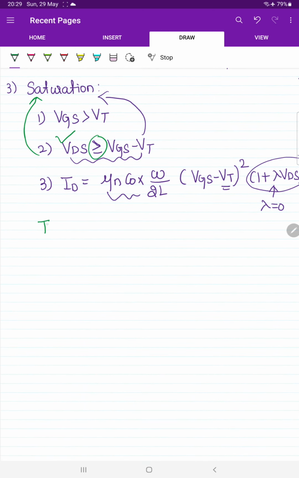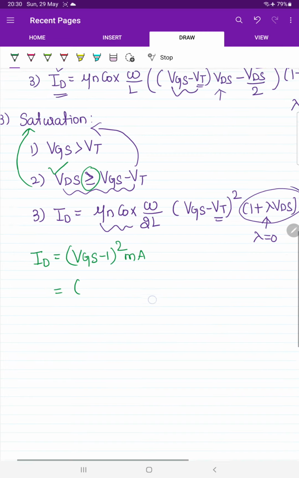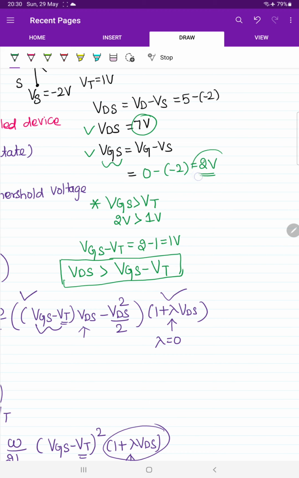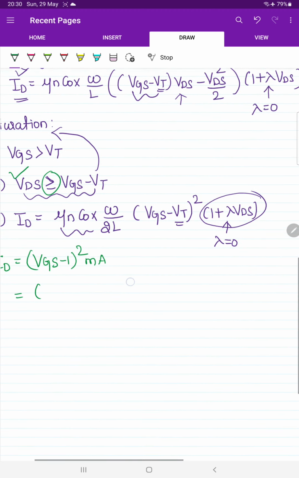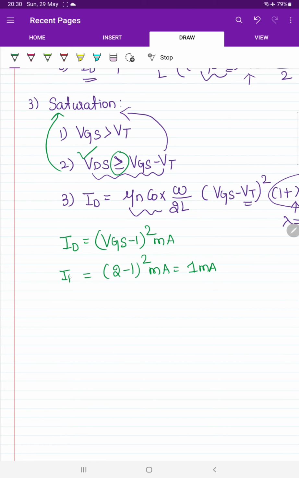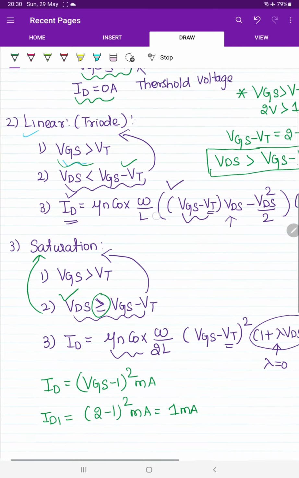So let us take that. Whenever transistor is being operated in the saturation region, then the drain current can be written as VGS minus 1 whole square milliampere. What is the value of gate to source voltage? We know that the value of gate to source voltage is 2, right? Yeah. Gate to source voltage is 2. Let us substitute 2 minus 1 whole square milliampere. 2 minus 1 is 1. 1 square will be 1 only. So 1 milliampere. So we successfully calculated the current consumed by the first MOSFET.